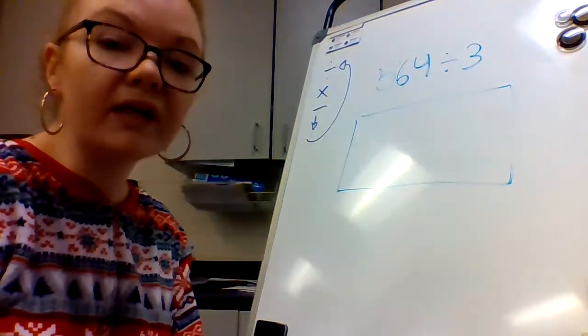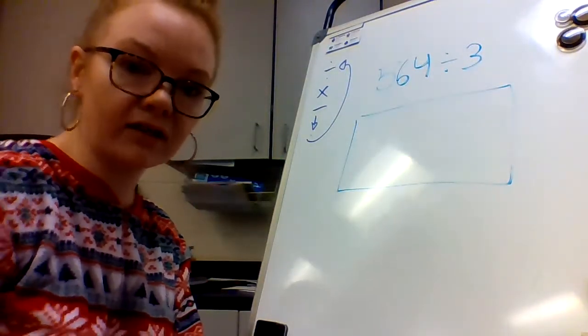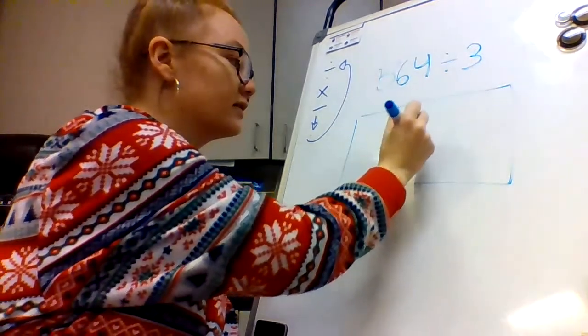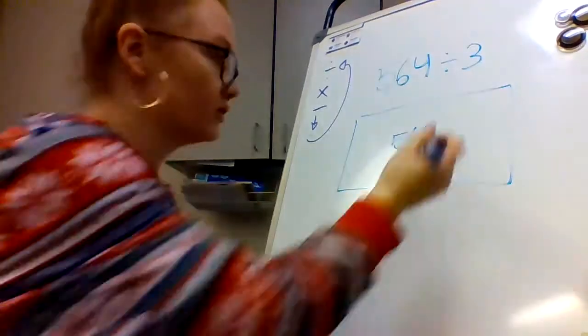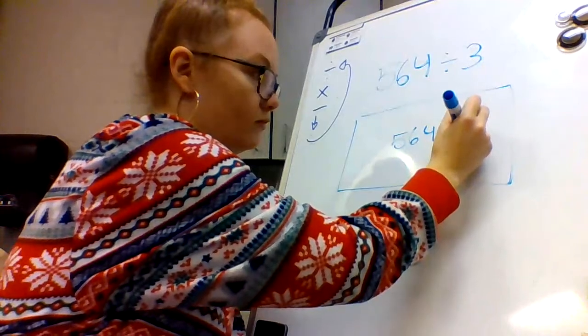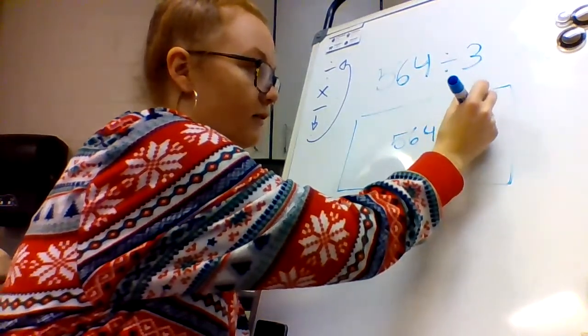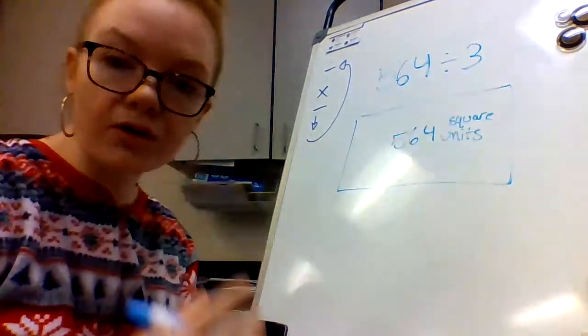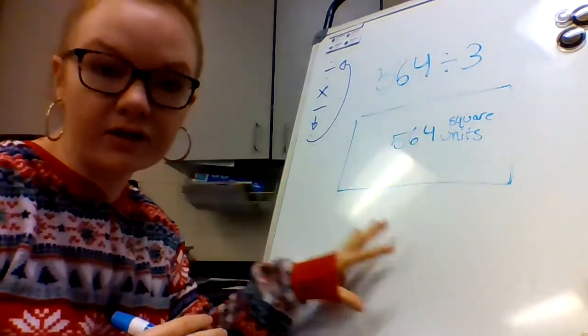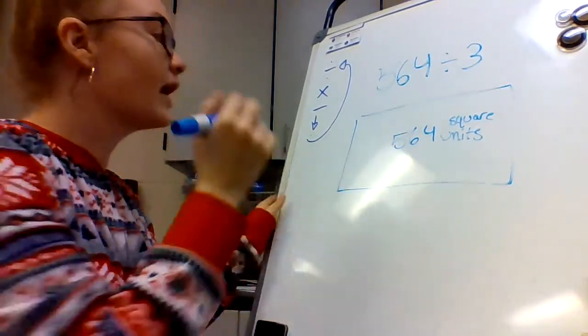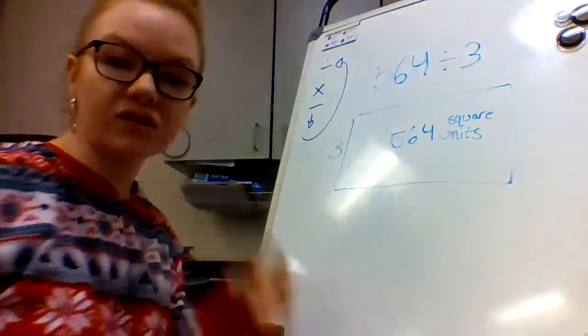So let's think about this like a football field. We know the area on the inside. We know that this is 564. Let's just call it units, square units, because it's area. So we know that this area here is 564 units, and we know that this width is 3.